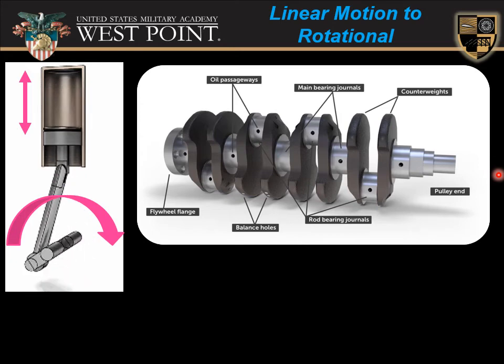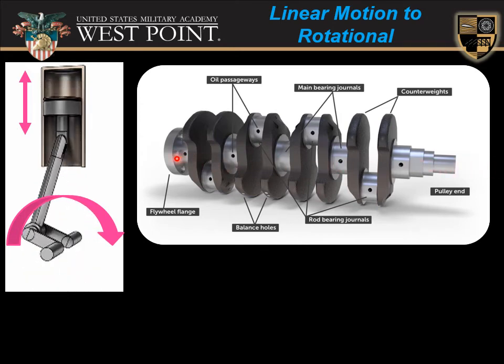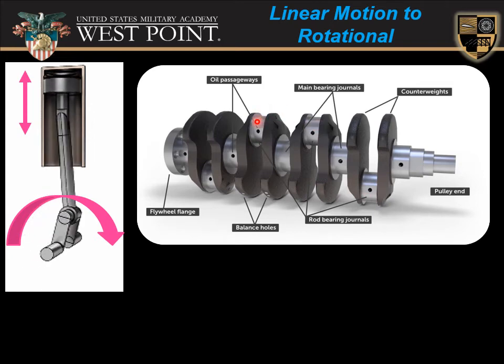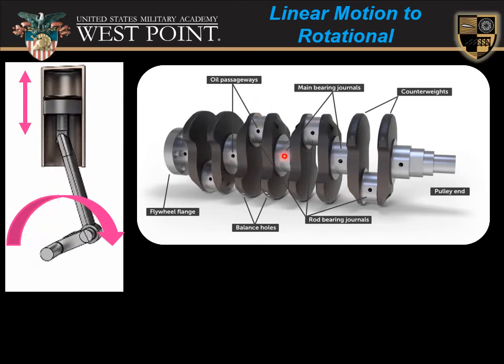This is a real crankshaft, and you can see the rotational axes, or the longitudinal axes, from the pulley end to the flywheel flange. We'll talk about what a flywheel is momentarily. You can see where the connecting rods connect to the crankshaft at the rod bearing journals. And each of these segments are connected via the main bearing journals along the longitudinal axis.